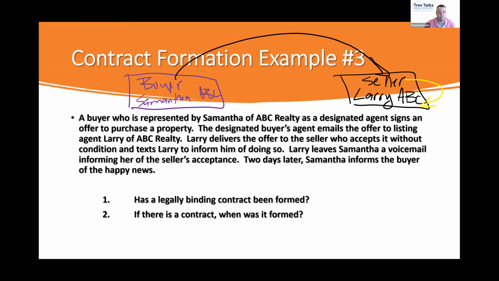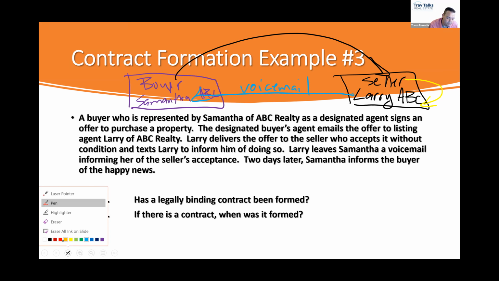So Larry delivers the offer to the seller, who accepts it without condition and texts Larry to inform him of doing so. That's our yellow line. Larry leaves Samantha a voicemail informing her of the seller's acceptance. Two days later, boy, Samantha's slow, Samantha informs the buyer of the happy news.